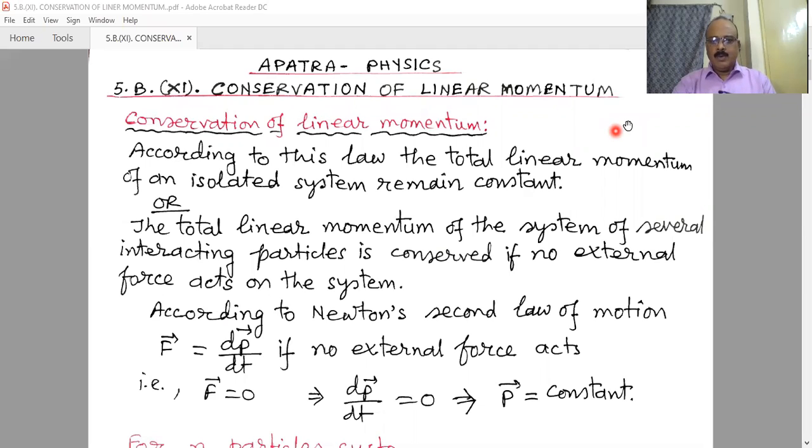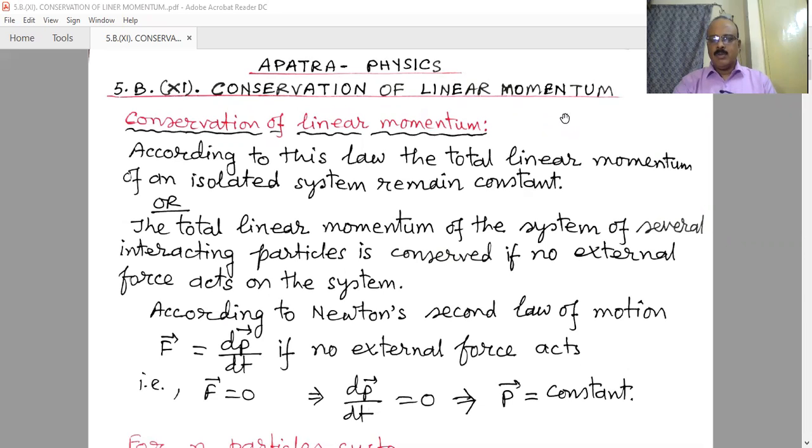Today we learn about the conservation of linear momentum and some of its applications. Already we know from our previous classes what linear momentum is. It is a measurement of motion of a moving object, a property of a moving object, and it is measured by the mass and velocity. It is also a vector quantity.